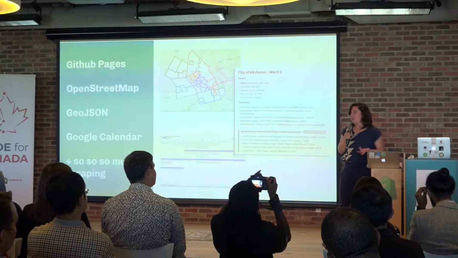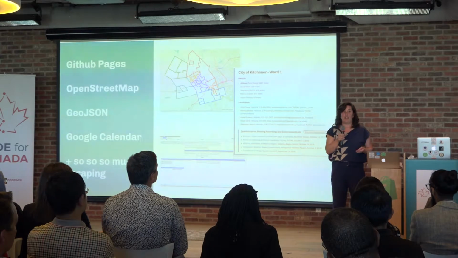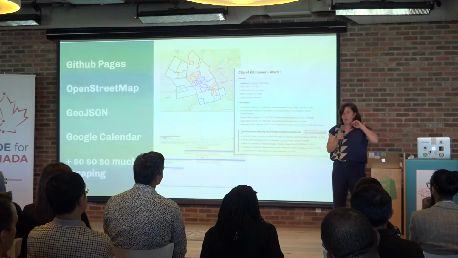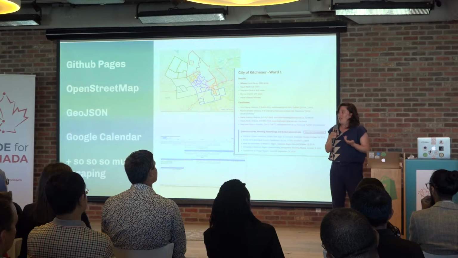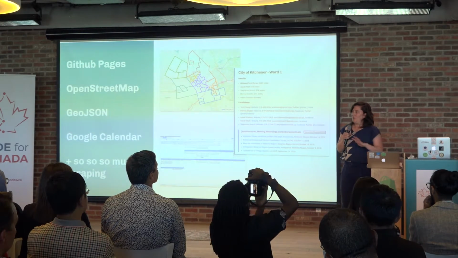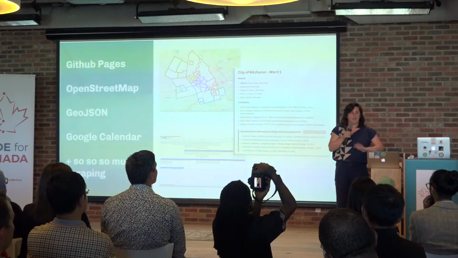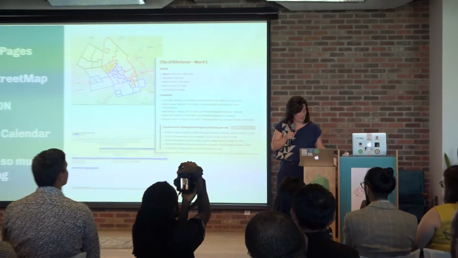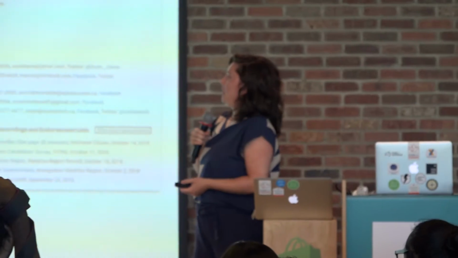There is open data available from the municipalities, but a lot of that data comes super early on in the campaign. So they might not even have a website or a candidate phone number at that point in time. And then candidates were using a variety of tools with a variety of levels of savviness. So you can imagine that was a little bit challenging.